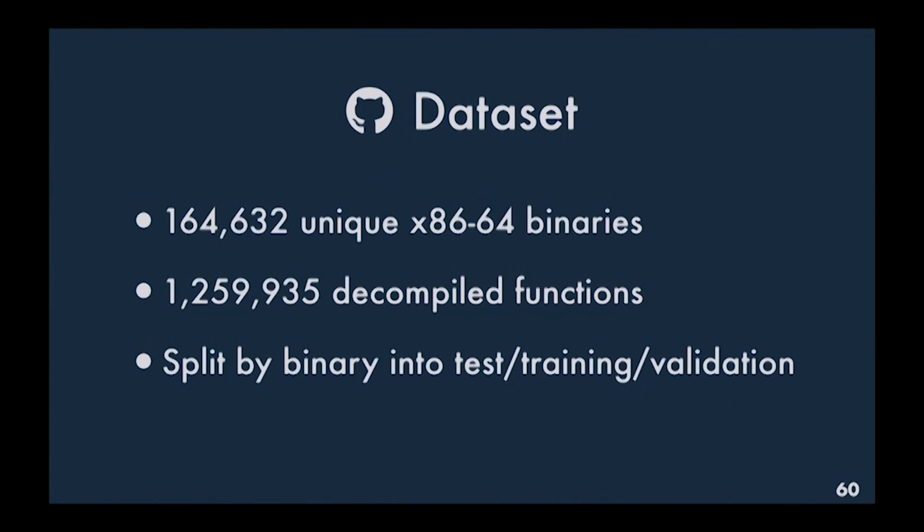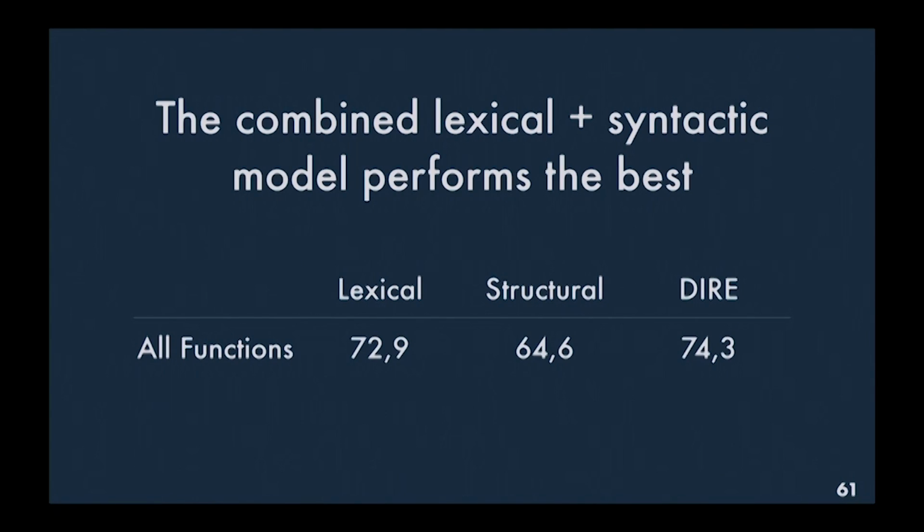So we've done some experiments. We looked at about 160,000 unique x86-64 binaries. We have about 1.2 million decompiled functions that we've looked at, and we've split this set into test, training, and validation, typical for machine learning problems. And here's how well we're doing. This is the percentage of original names in these programs that we're able to recover.